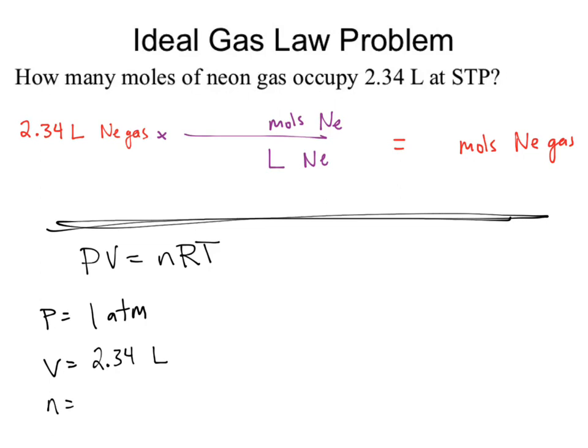N, what is N? What we're solving for. I don't know what that is, so we can call that X moles. Okay? What was the last one? T. T would be 0 degrees Celsius. So I could now go through and try and jam these things in. PV equals nRT, I can change around to solve for N.